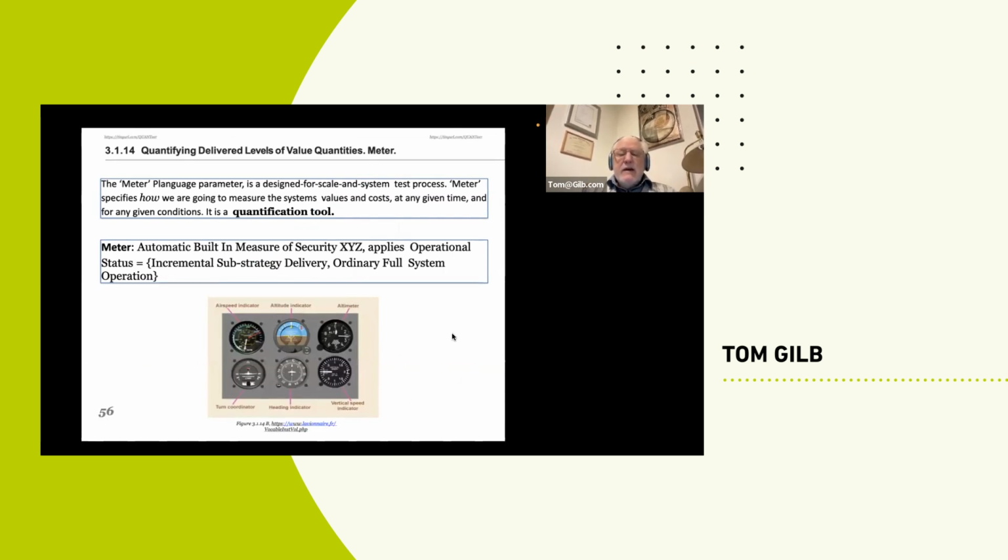We have a thing called a meter, which is really the test process. Sometimes I call it the test process design. And what we do is we decide how we are going to measure at agile sprints or increments, how we're going to measure in turning the system over to the major customer for the first time, and how to measure in operation for the system.